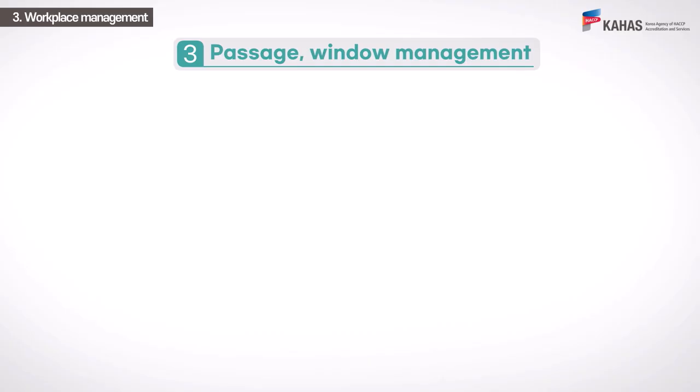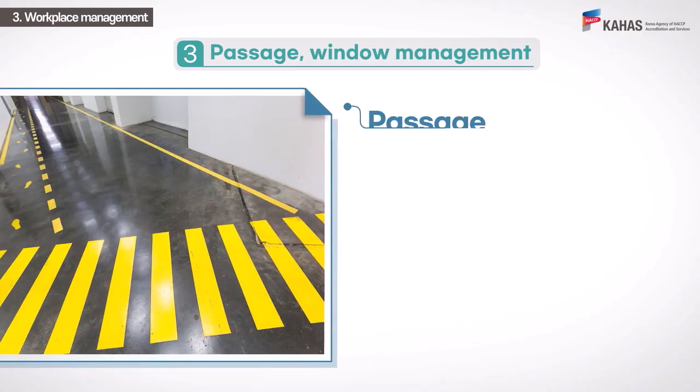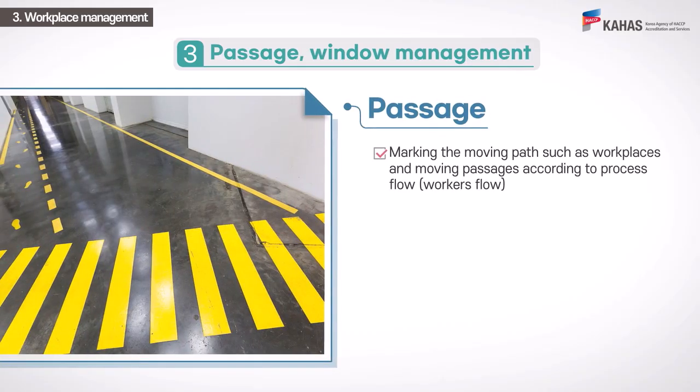Next is passage and window management. The door or moving path of the workplace shall be marked with the process flow, the employee movement, or the materials flow paths according to the process flow or the workers' flows. And the moving path should not be used for any purpose other than those indicated.